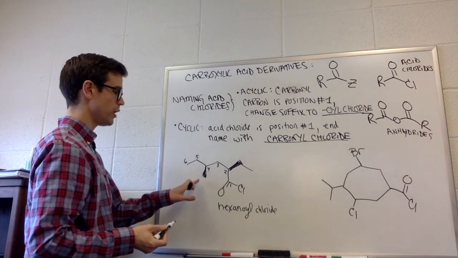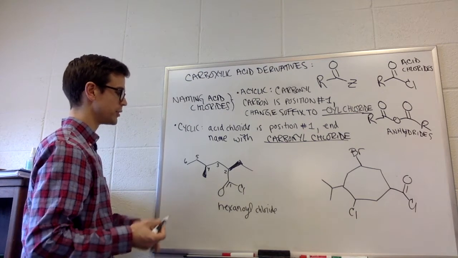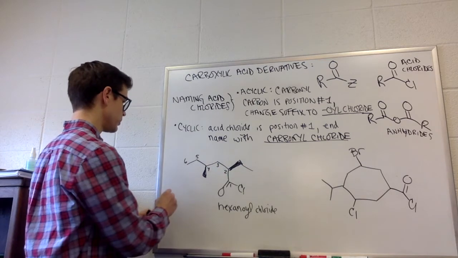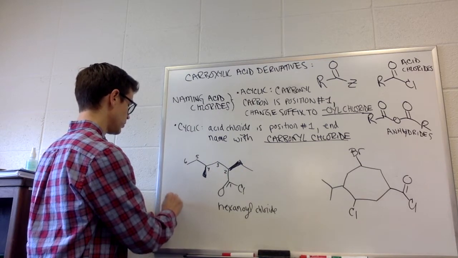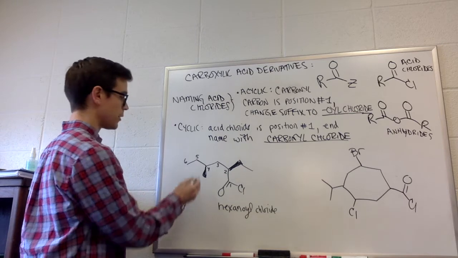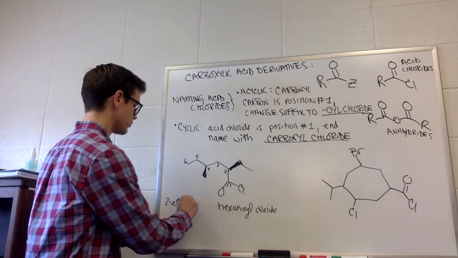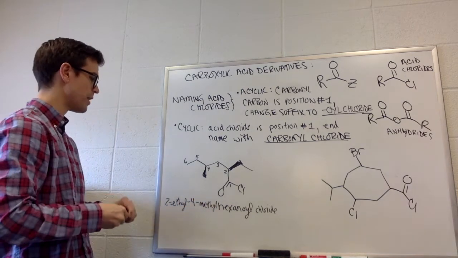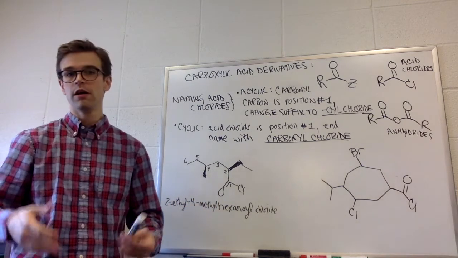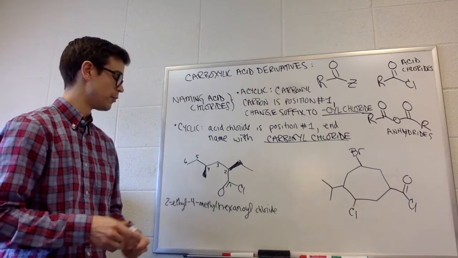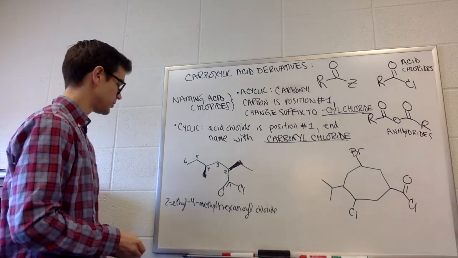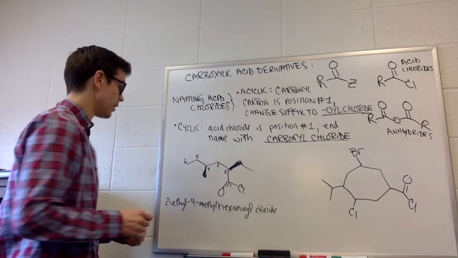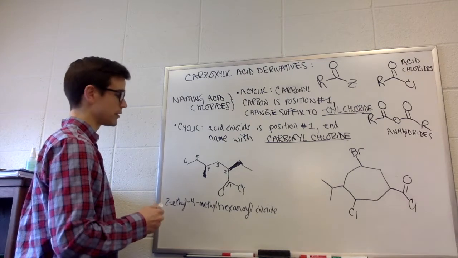Now we have to add in things for the substituents. We have a substituent at the 2 position. It's 2 carbons long, so it's an ethyl group. So that's 2-ethyl. And then we have a methyl group at the 4 position. So it's 4-methyl. So 2-ethyl 4-methyl hexanoyl chloride. Are we done? No, of course not. We still need the stereochemistry. Also, I didn't mention, why did we put ethyl before methyl? Because they're alphabetized.